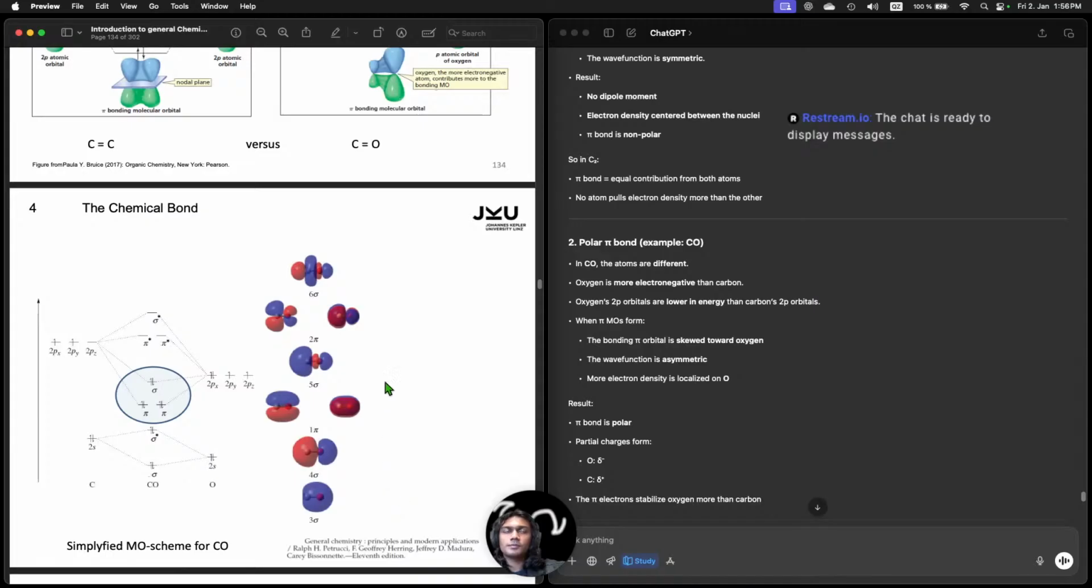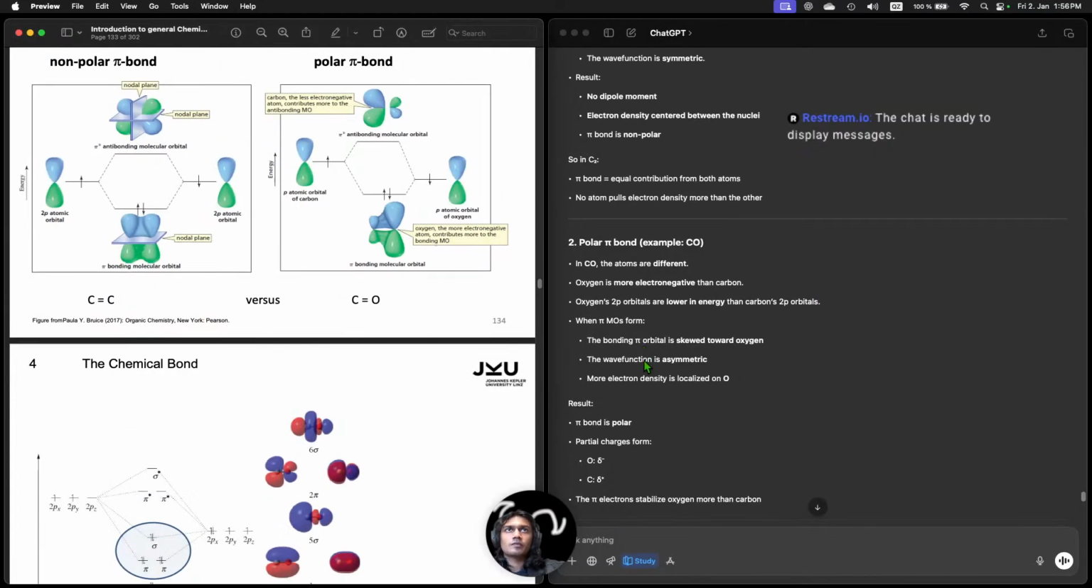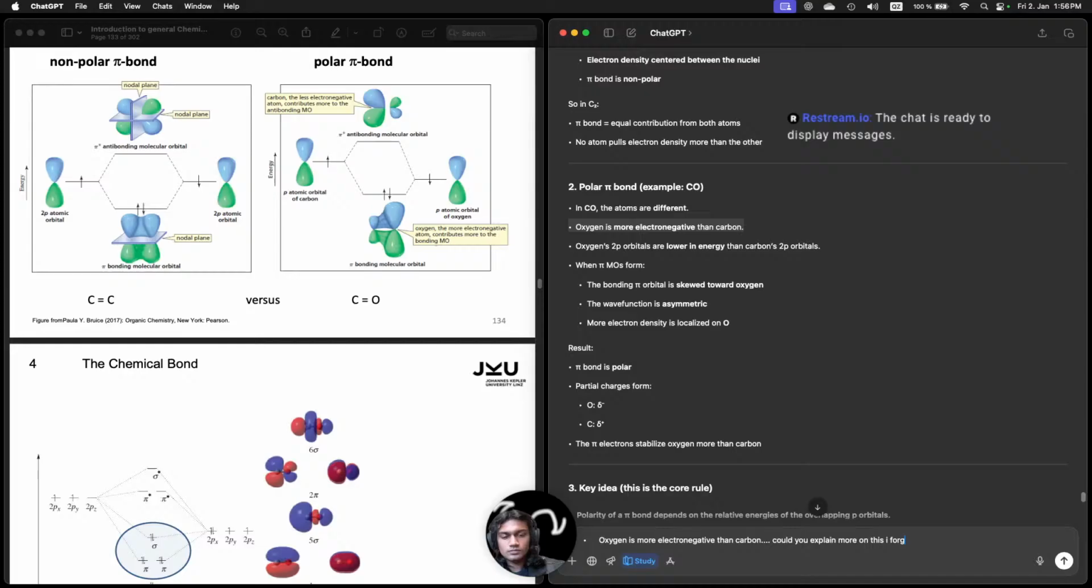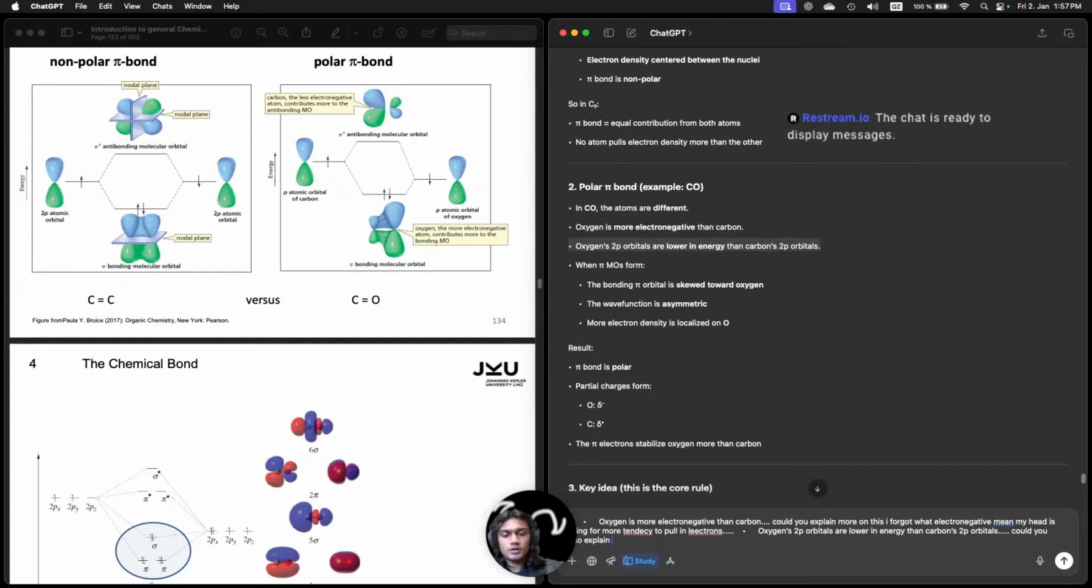Metallic bond, I can't wait to get there. Could you explain more on this? Could you also explain why?